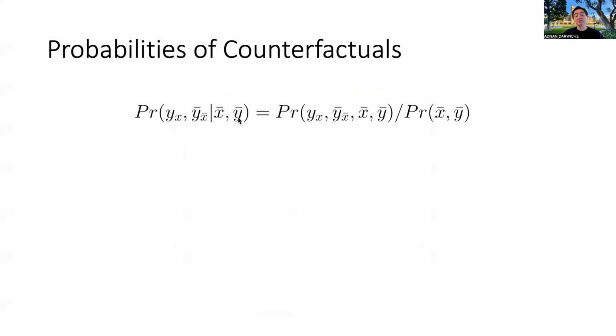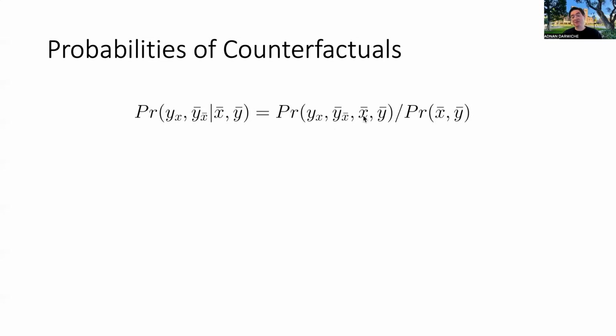Given that X is false and Y is false, what is the probability that if I set X to true, Y will be true? And further, if I were to set X to false, Y would be false. Now, this is just that, right? So the probability of this divided by that. So I want to show you how to compute the probabilities of statements like this, which we have not seen before. We're going to call these events counterfactual events.